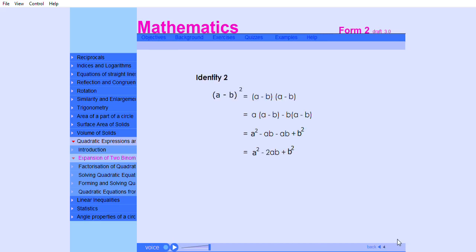(a - b) squared is equal to (a - b)(a - b), which is equal to a(a - b) - b(a - b), is equal to a squared minus ab minus ab plus b squared, is equal to a squared minus 2ab plus b squared.